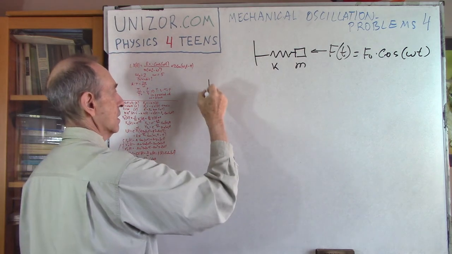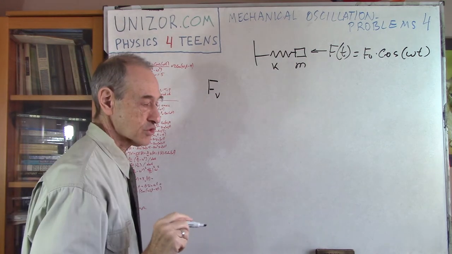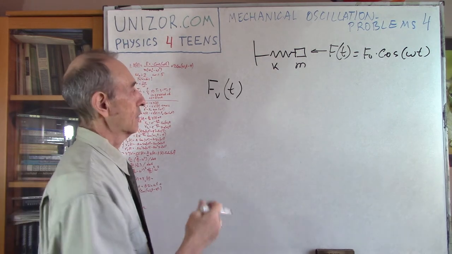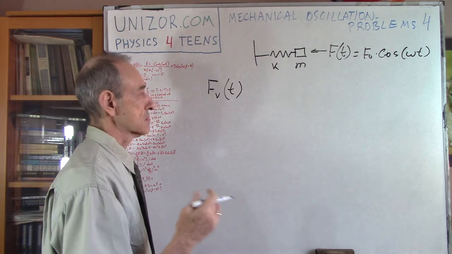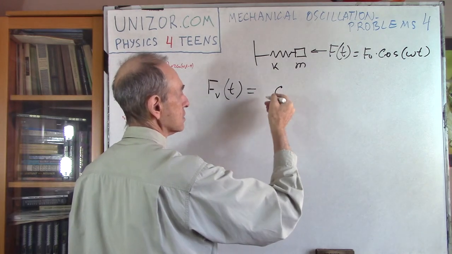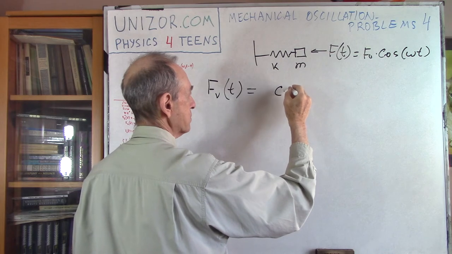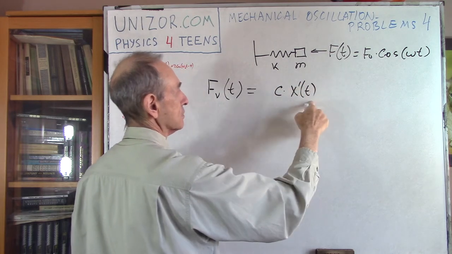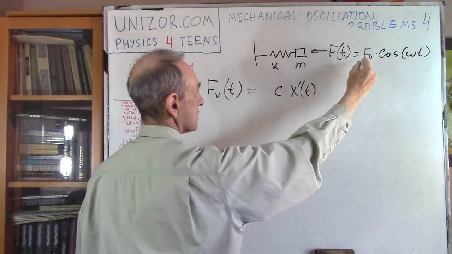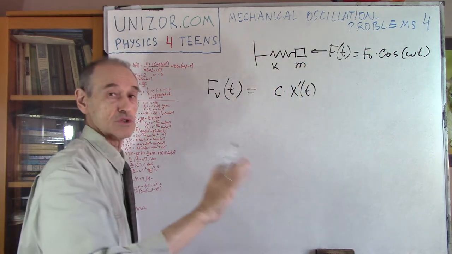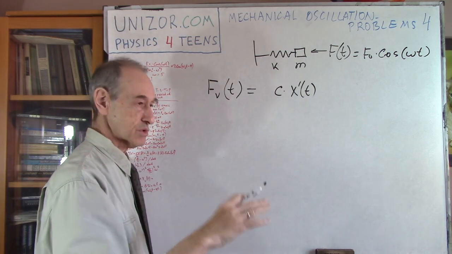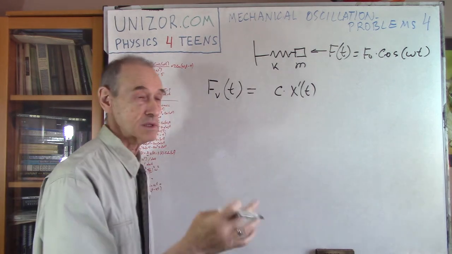Now, what is viscosity? The function which is the result of this resistance of the environment, viscous resistance, is supposed to be proportional to the speed, right? And the coefficient of proportionality, I call it C, and the speed is the first derivative of the displacement from the neutral position. So we're assuming that the motion is along the x-axis. Let's just assume that the initial position is zero and the initial speed is also zero. It's the external force which starts the oscillations.